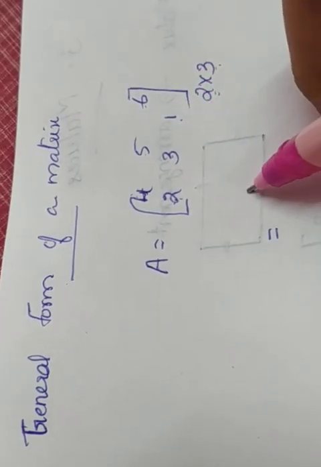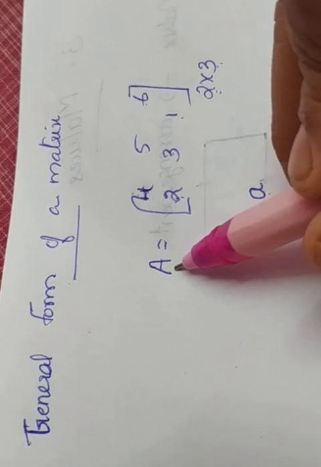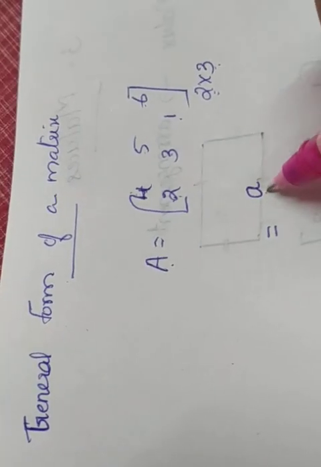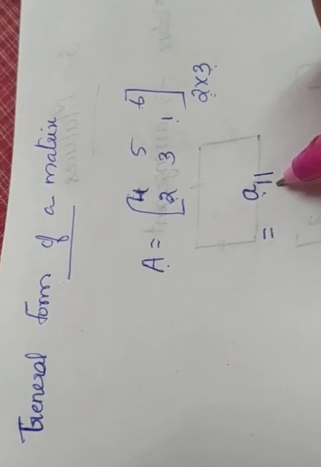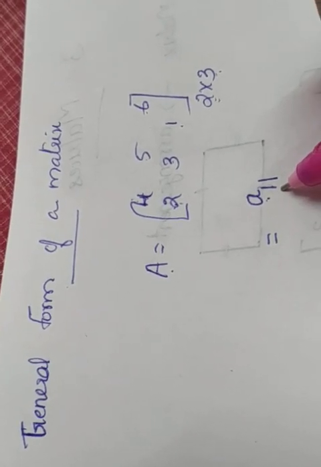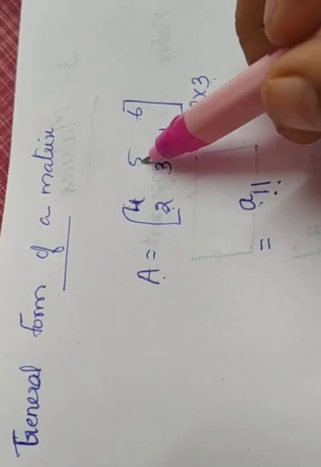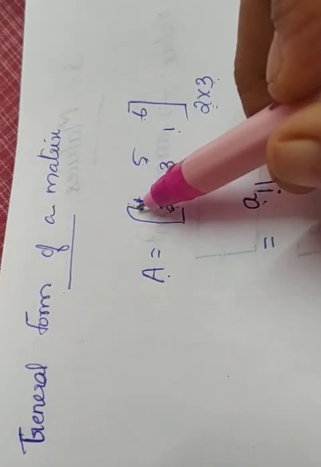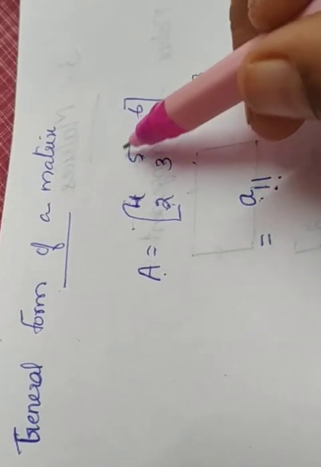So, we will represent it by A. From where I got this A: I mark the matrix by capital A, so the elements will be small a, 1, 1. This first one says the position of the row, and the second one says the position of the column. If I am taking the case of 5, it belongs to the first row, second column.